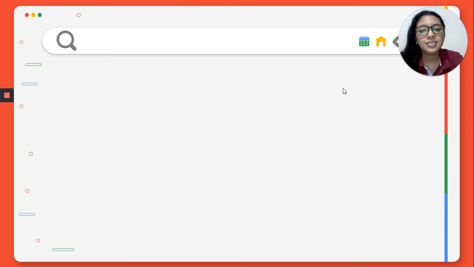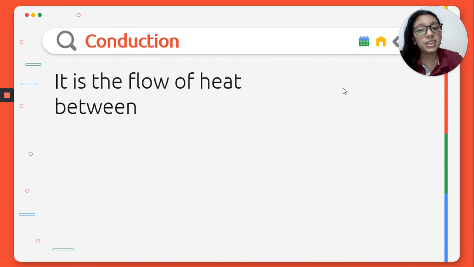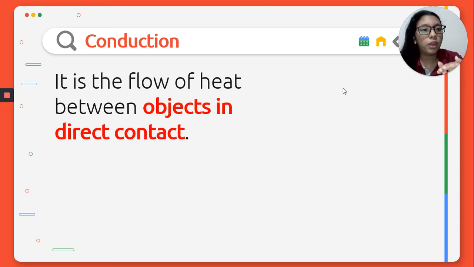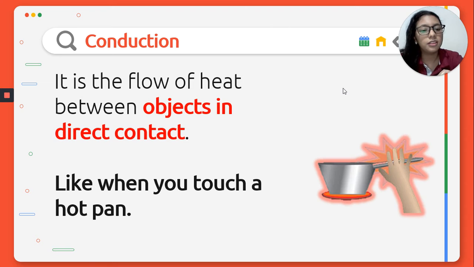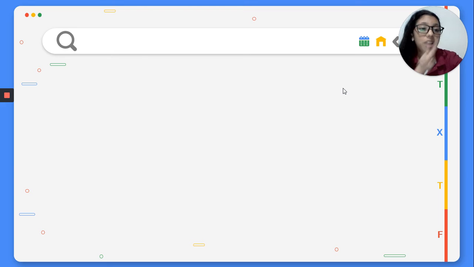Cool. So, let's see about this conduction thing. Let's see what conduction is. It is the flow of heat between objects in touch. It means that they have to touch so that they can transfer the heat between them. Like when you touch a hot pan. When mom's cooking and you touch the hot pan and you feel the heat in your hand, that's conduction.